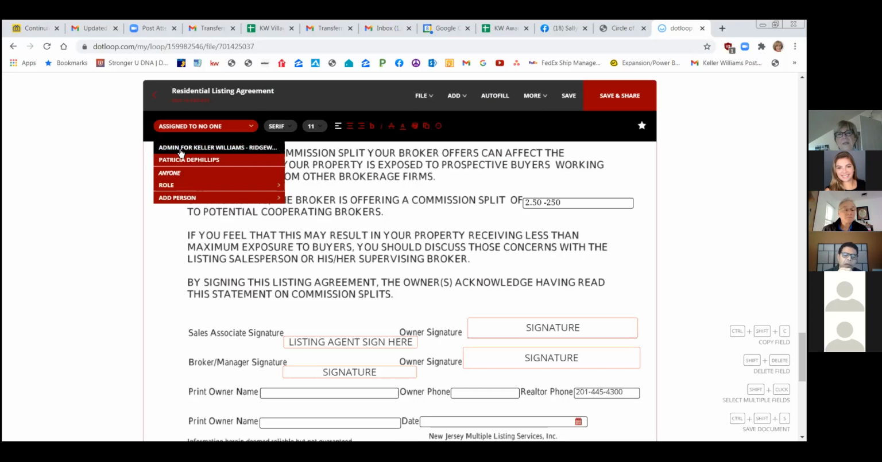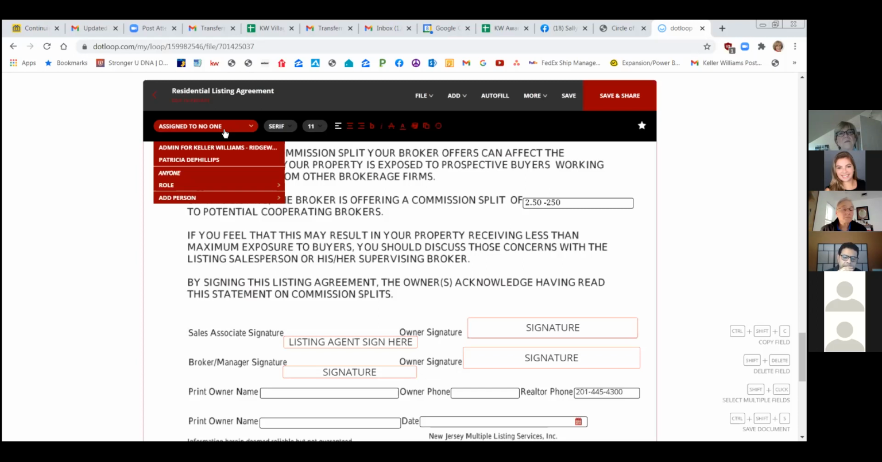Assign it to admin, because I actually have two separate Dotloop accounts. One is as Sally Ponchack from when I used to be an agent. And the other one is admin for Keller Williams, which is my broker. So if we forget to assign it, can you still sign it? As long as you didn't, let's see if it's on here. If you assign it to no one, I might not be able to sign it.